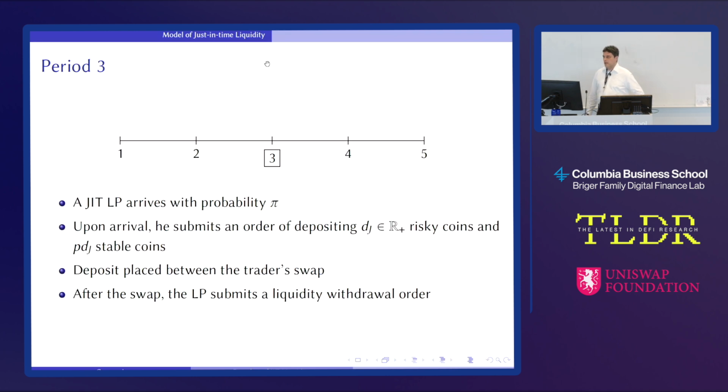So third period is when the JIT arrives. The JIT trader will arrive. He doesn't arrive with probability 1, he arrives with probability pi. And upon arrival, he will decide whether or not he wants to deposit risky coin or stable coins. Then he will have to deposit in the ratio given by the numeraire, which is basically one risky coin is worth P stable coins. So if he deposits DJ risky coins, he has to deposit P times DJ stable coins into the pool. And then he will deposit and withdraw around the trader's swap. And he submits this order to the mempool of the blockchain.